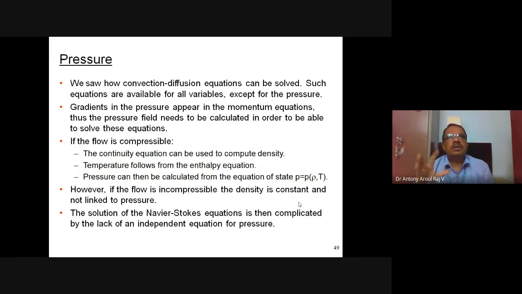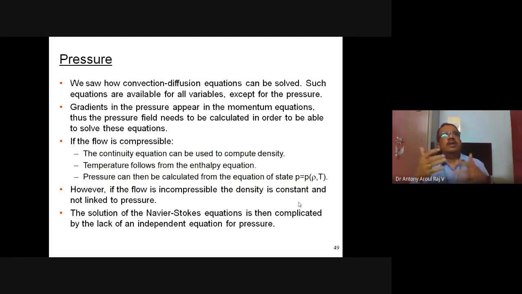There, the solution of these equations is not at all a problem, because you will have one continuity, three momentum, and one energy equation. But in a compressible flow solver, we will be solving everything in the transient form only, because in a compressible flow, density is an important parameter. The density will be in the transient term of continuity. So if you want to get the density, you have to go for transient flow solvers only. Then you have to go for coupled solvers and solve it in a transient flow.